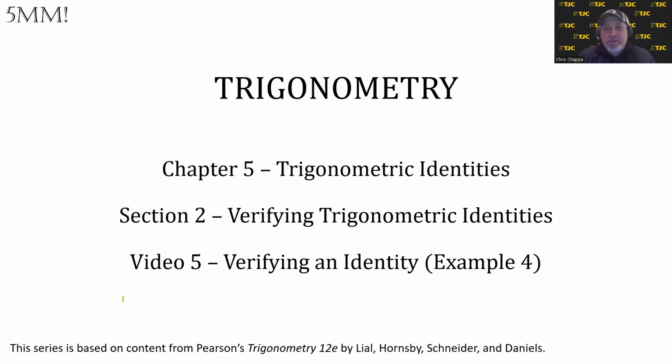Trigonometry, Chapter 5, Trigonometric Identities, Section 2, Verifying Trigonometric Identities, Video 5, Verifying an Identity, Example 4. This series is based on content from Pearson's Trigonometry 12th edition by Lial, Hornsby, Schneider, and Daniels. Just a reminder, this series of videos is not connected from video to video, except for the first video. This is just a sequence of examples.